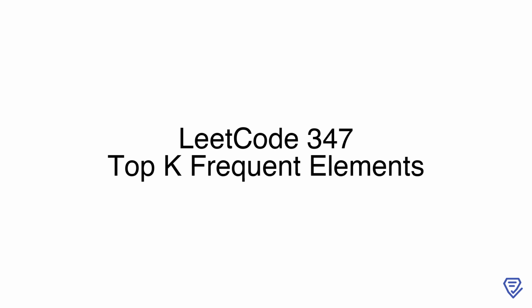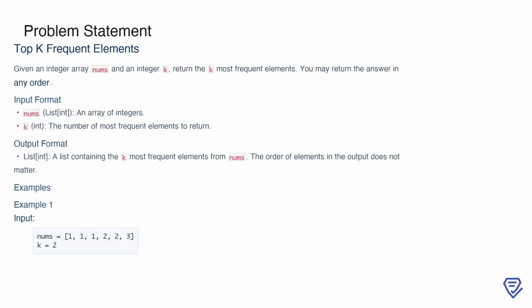Let's get started. The problem we're solving is called top k frequent elements. You're given an array of integers, nums, and an integer k. The task is to return the k most frequent elements from this array. The key thing to note here is that the order of the elements in the output does not matter, meaning as long as the top k elements are correct, their arrangement is flexible.